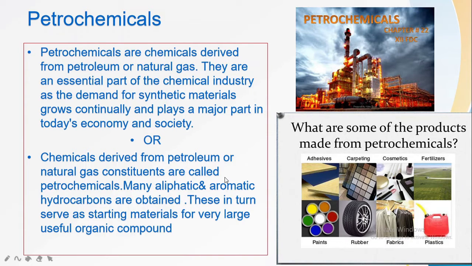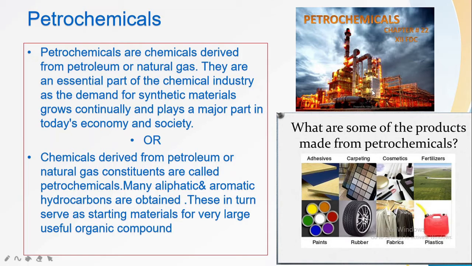Basically, petrochemicals are the chemicals derived from petroleum or natural gas. They are an essential part of the chemical industry, as the demand for synthetic materials grows continually, and they play a major part in today's economy and society. Chemicals derived from petroleum or natural gas are called petrochemicals. Many aliphatic and aromatic hydrocarbons are obtained. These in turn serve as starting materials for very large, useful organic compounds.